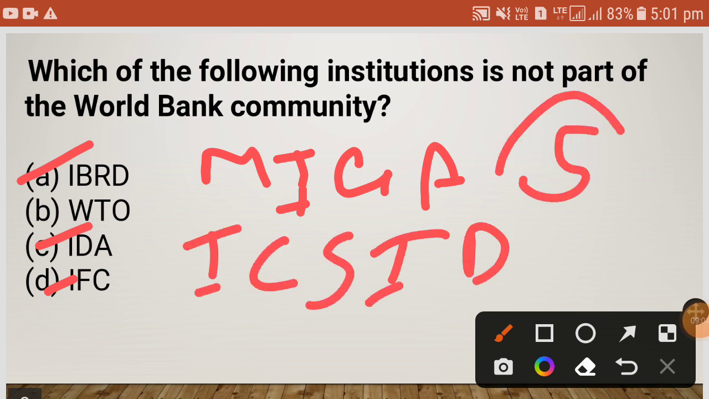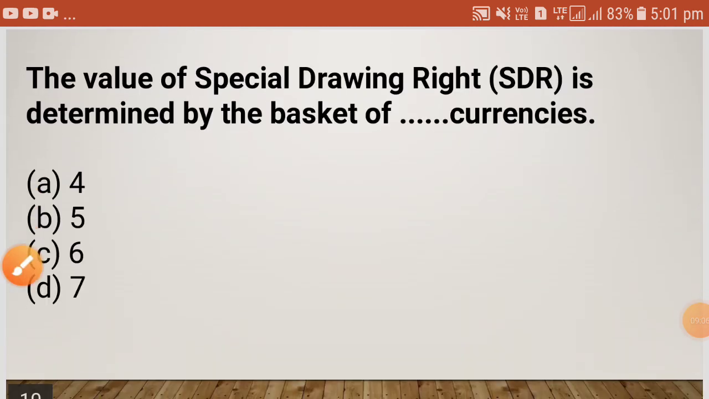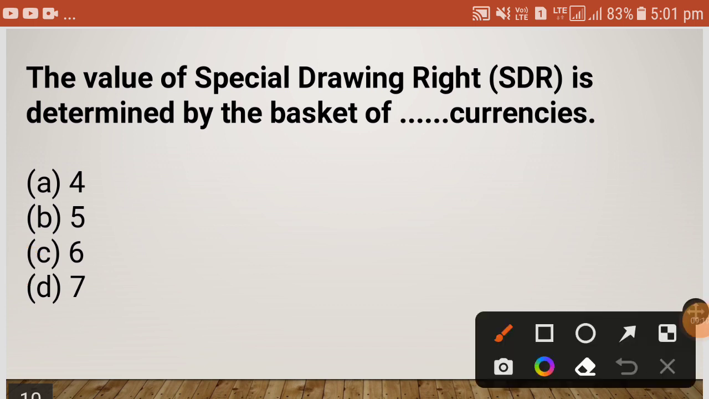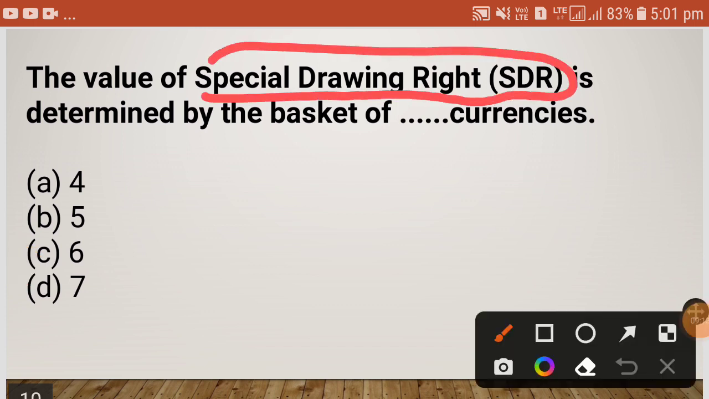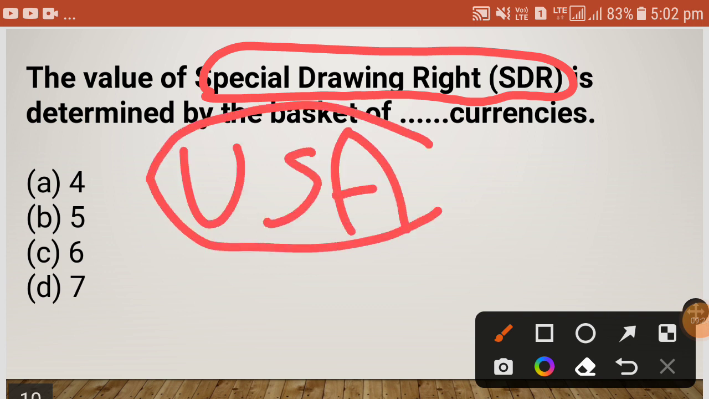Okay, so WTO is not a member of the World Bank community. The value of special drawing rights is determined in the basket of dash currency. See, SDR is like a quota in these organizations, and it is specified for each and every country. So it differs for each country, where the USA has the highest quota in special drawing rights. Actually, quota is not the exact word. To make it understood easily, I'm using the word quota.